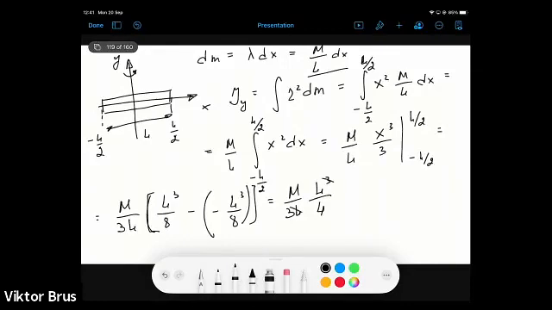L and this cube we can cancel, and eventually we will get m times L divided by 12. So this is the moment of inertia of this rod, a continuous rigid body, with respect to axis y, when axis y goes through the middle of this rod.